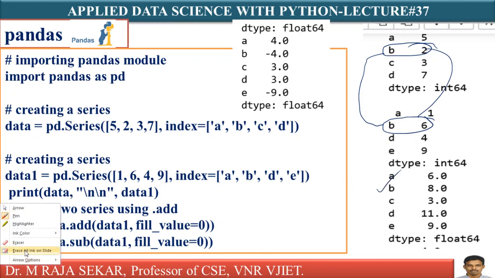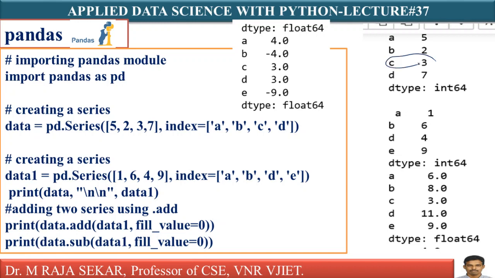Next just check C. Here C equal to 3. Do you have C here? No. In that case, C will be copied as it is. Now, what about the next one, D? Here I have D equal to 7, and here I have D equal to 4. Even though they are not in corresponding positions, it will match. D is the same. 7 plus 4, 11.